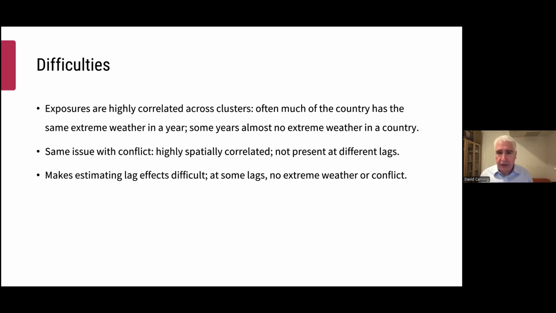The big difficulty here is it's very difficult then to go on to look at resilience. And the exposures tend to be highly correlated across clusters. If a country has extreme weather in a year, most of the clusters are getting similar extreme weather. And some years, in some DHS surveys, there are almost no extreme weather events in a country. The same issue with conflict, it's highly spatially correlated and not present at different lags. And so if you look back and say, look at shocks a few years ago, and then say, what about a few years before that? Sometimes there are no shocks at all that far back. And that makes estimating lag effects difficult in cross-section data, because at some lags, we don't have these shocks. Next slide.